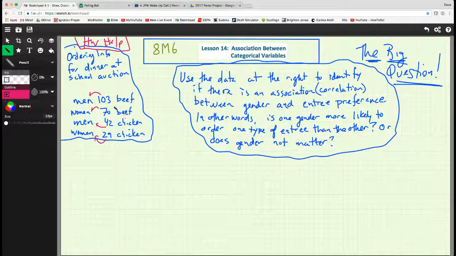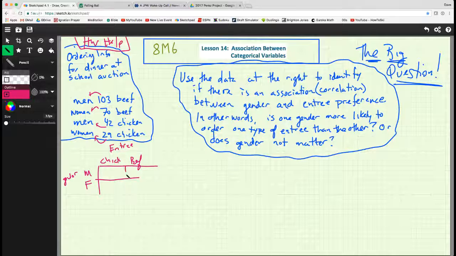So you can figure out that there was 145 men. Of the 145 men, 103 ordered beef and 42 ordered chicken. For women, there was 99 women and 29 of them ordered chicken and 70 of them ordered beef. So what I want to ask you, is there an association or a correlation between gender and entree preference? Okay, so the gender, male or female, and then the entree, chicken or beef.